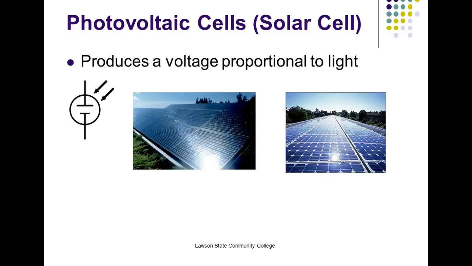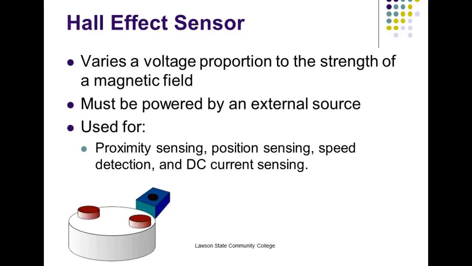Are we okay? You see the symbol? You understand these things? Pretty neat. A Hall effect sensor. A Hall effect sensor is a solid state device that varies a voltage proportional to the strength of a magnetic field.